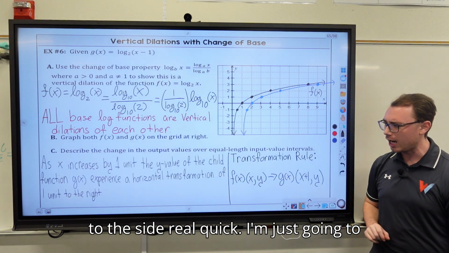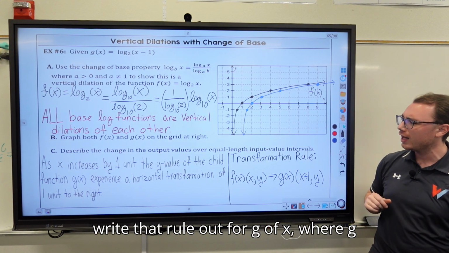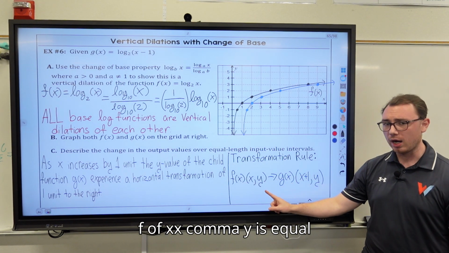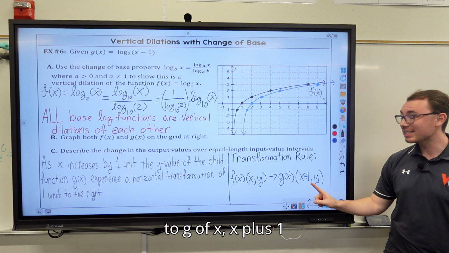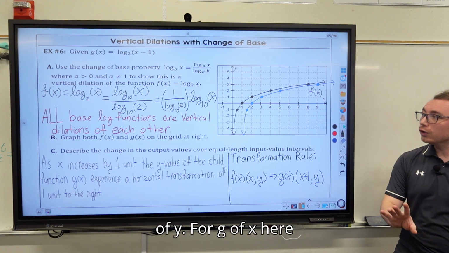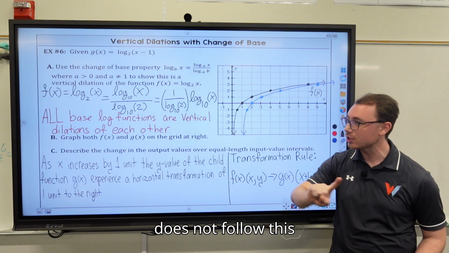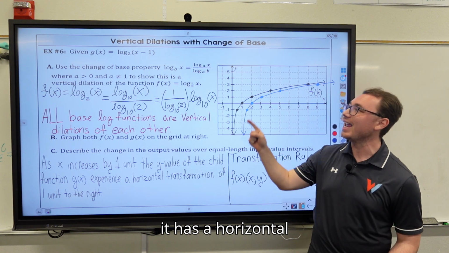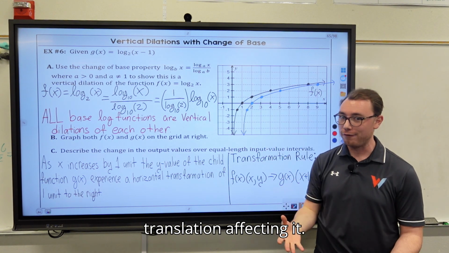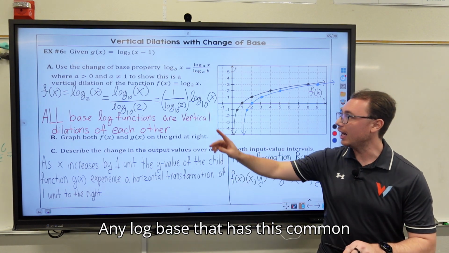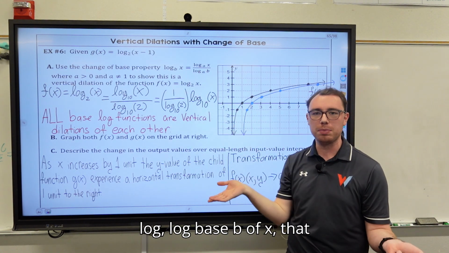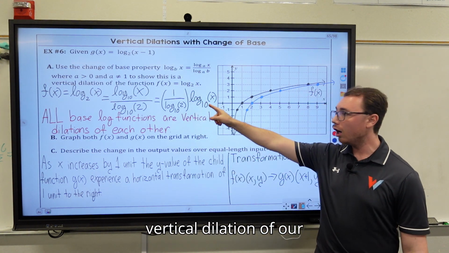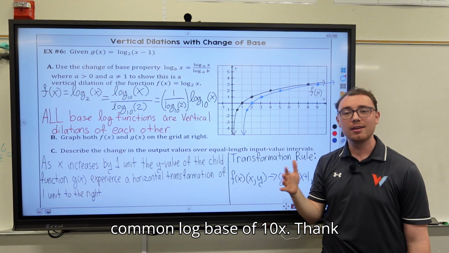I'm going to push that over to the side real quick. I'm just going to write that rule out for g of x, where g of x is just a transformation rule where f of x, x comma y, is equal to g of x, x plus 1 of y. g of x here does not follow this vertical dilation because it has a horizontal translation affecting it. Any log base that has this common format, log base b of x, is just a vertical dilation of our common log base 10 of x.